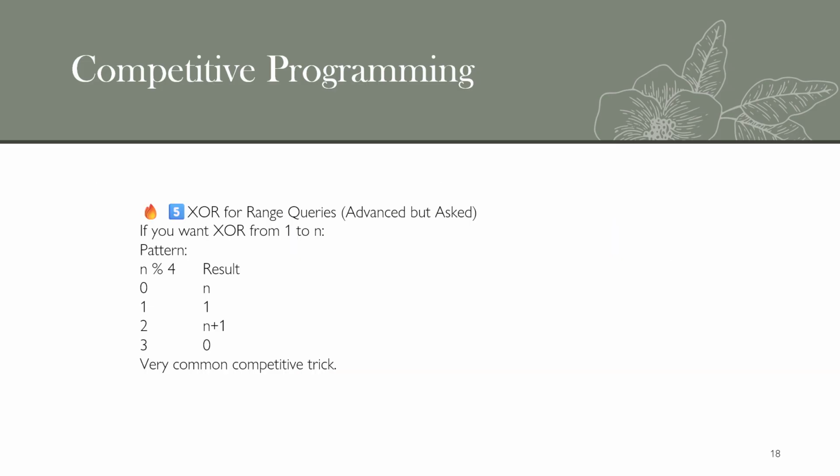Now, XOR for range queries. This is an advanced part, but it is asked. If you want XOR from 1 to n, you can use this table. This is a common competitive trick.